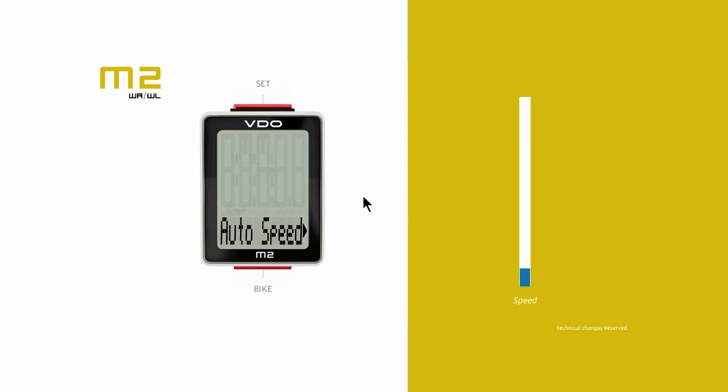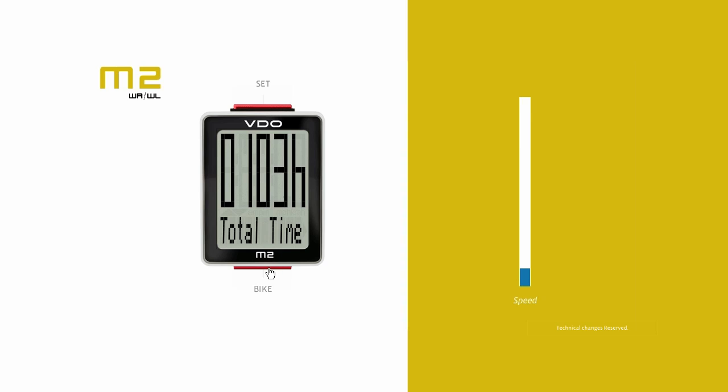It's also possible to set the total distance on the M1 wired and wireless models and the total time on the M2 wired and wireless models. This is used to either reset the total values, for example, at the end of a season, or to transfer the total values from a previously used cycle computer. The values are entered using the same process as when setting the values described above.